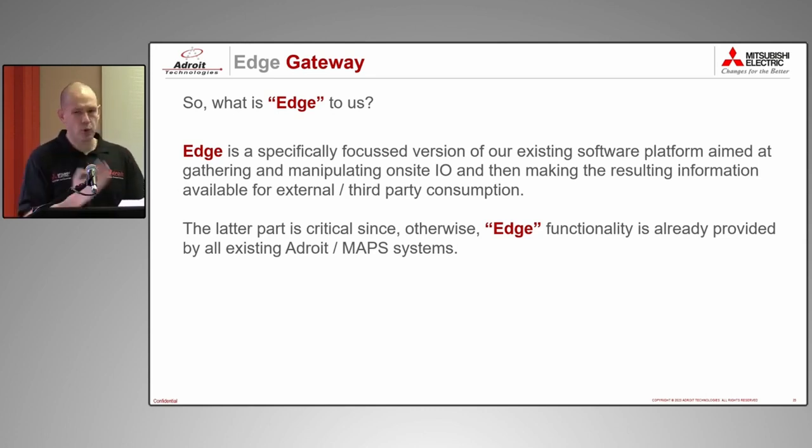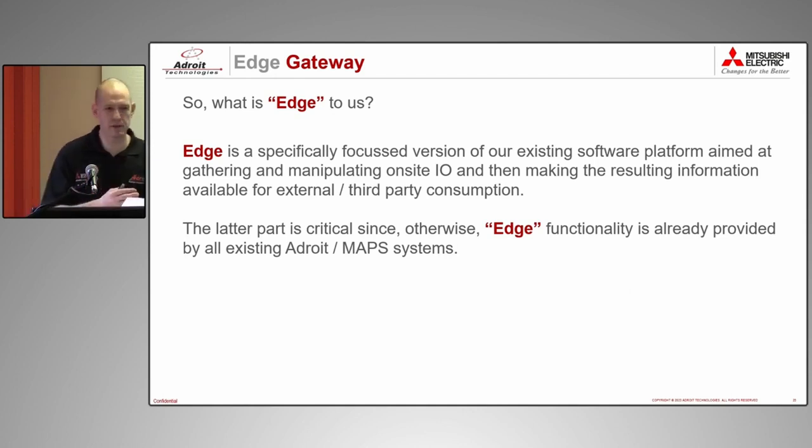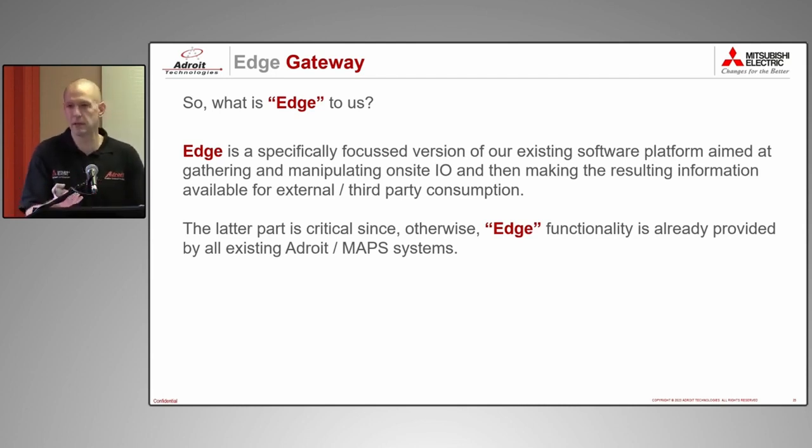Like I said, the important part of this is that our Edge platform is going to be an IO server. Great, that's all good, with the provision for making that data available to third-party consumers. That part is really important, okay? Because if you take away that latter part of the equation, Adroit Agent Server has always been an Edge server. It processes data close to source. Get data from PLC, manipulate data, and there it is. That's Edge. Okay. So this part is critical in defining Edge as a product.